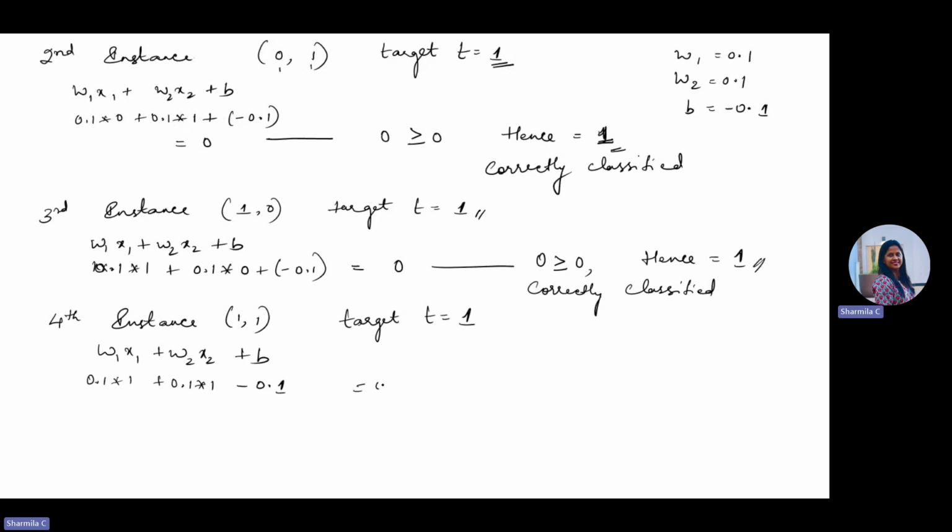So what is the answer I'll be getting? 0.1. So when you send this to the activation function, 0.1 is greater than or equal to 0. Hence, the obtained output is equal to 1, which is correctly classified. Fine. So the new updated weights are correctly working for the second instance, third instance, and the fourth instance. So in the next epoch, we'll see whether these weights are working fine for the first instance.